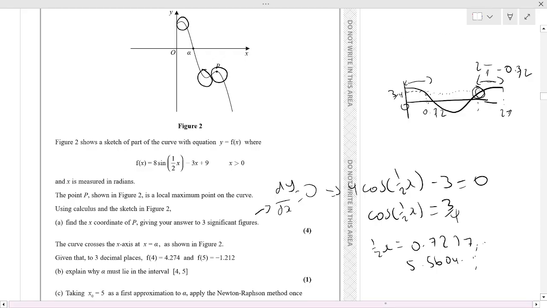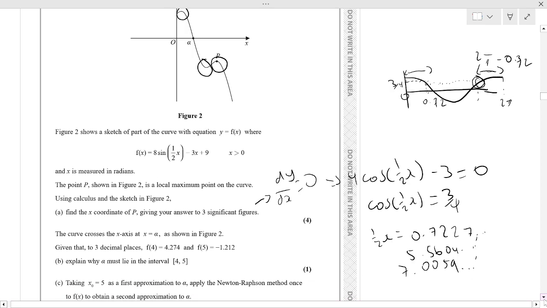So for the next solution, you add 2 pi to each of them. 0.7227 was it? I can't even read my own handwriting. 0.227, yes. So then you add 2 pi onto that, then you get 7.0059. And that's our third solution, right?